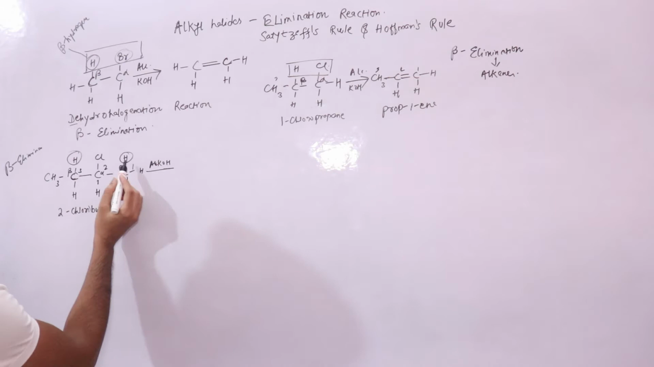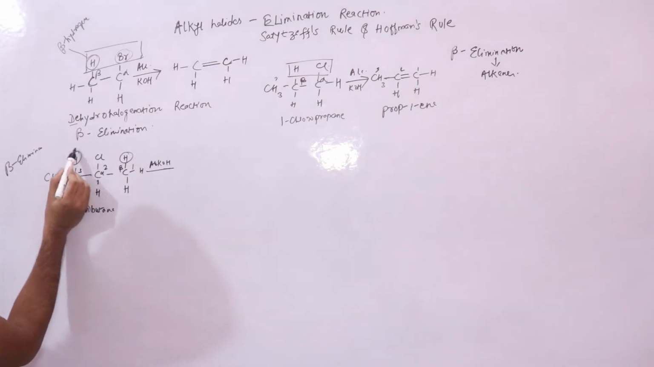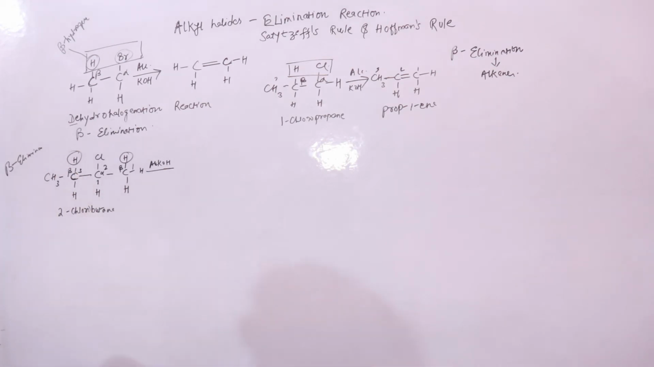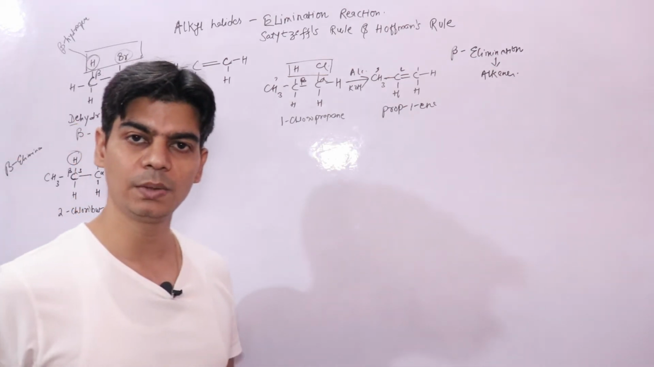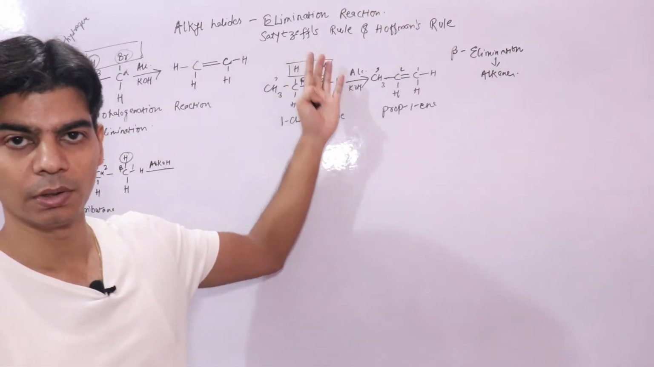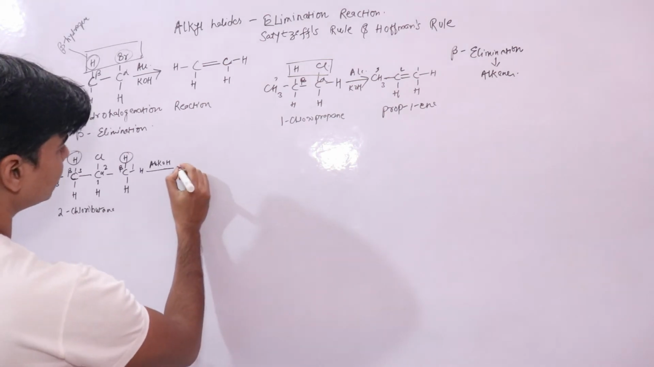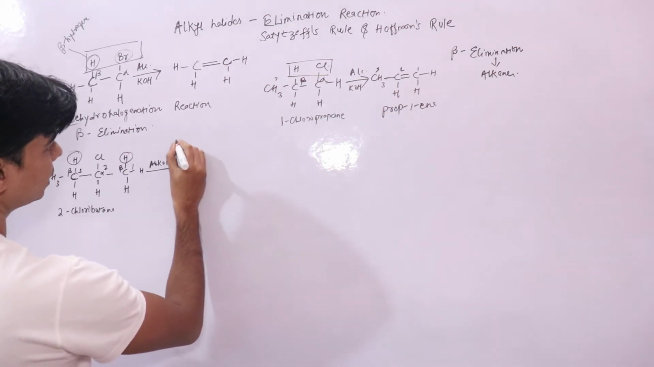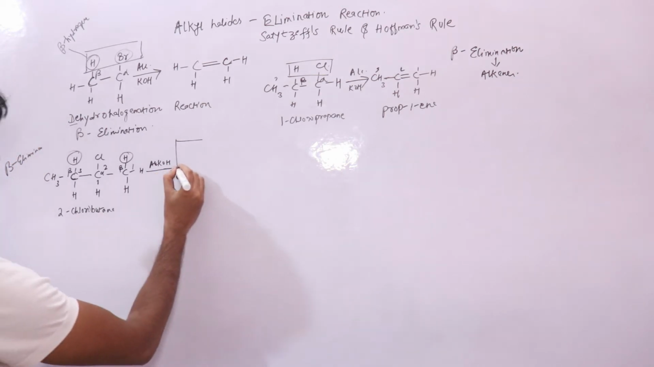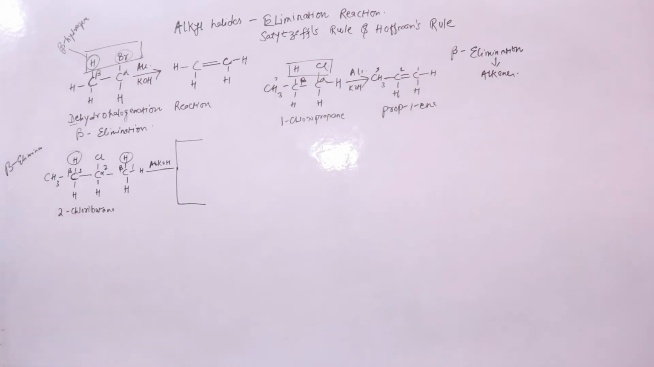One alkene would be formed by elimination of this beta hydrogen atom, and one by elimination of the other beta hydrogen atom. But which one will predominate, which one is more stable, would be decided by Saytzeff's rule in case of halides. So let's see the two products that will get formed. Which one will be the major product would be decided by Saytzeff's rule, right?